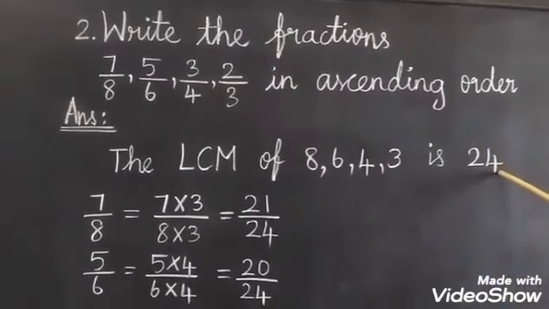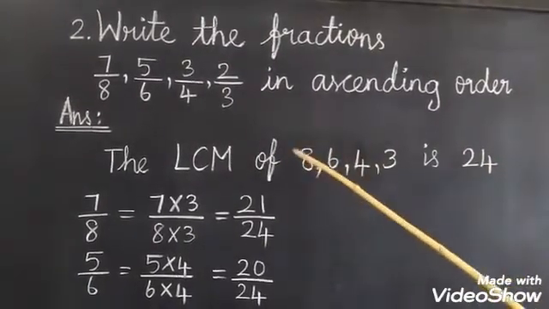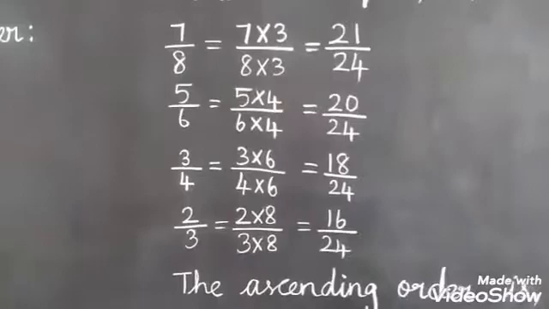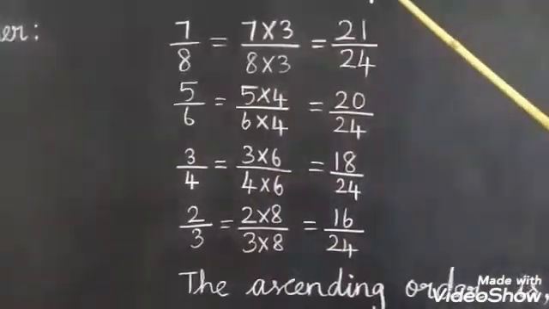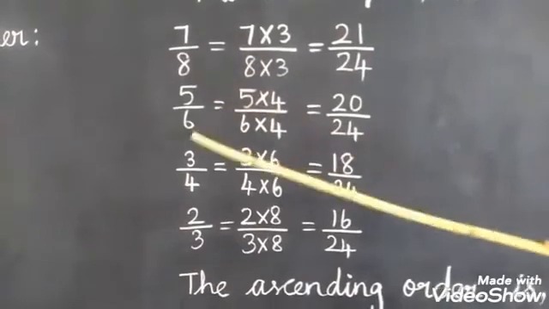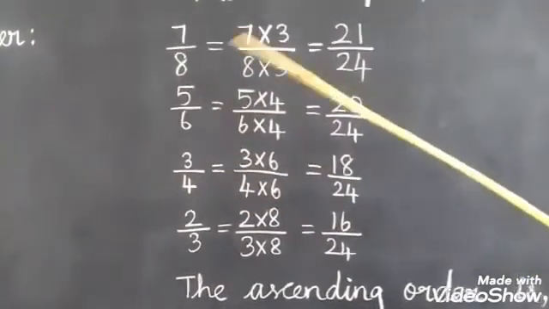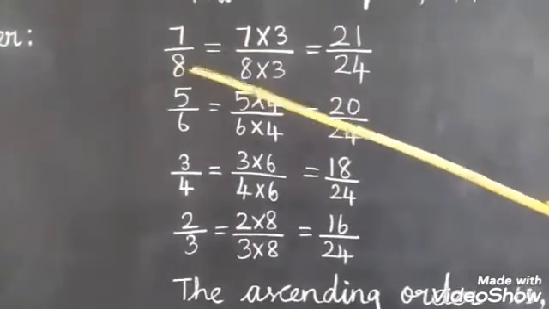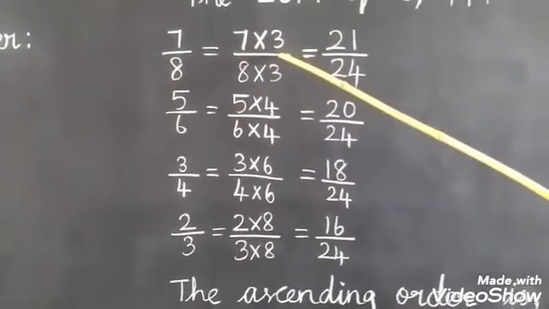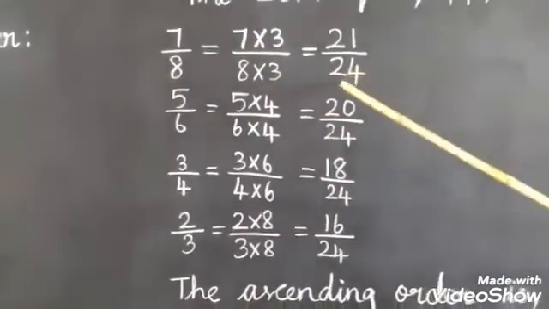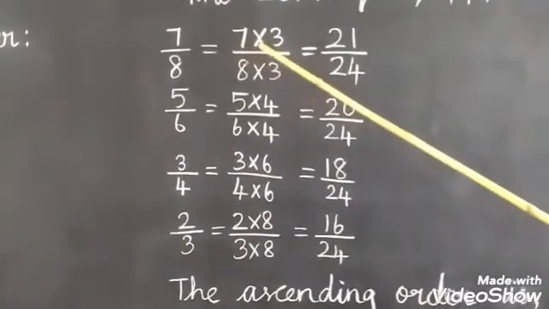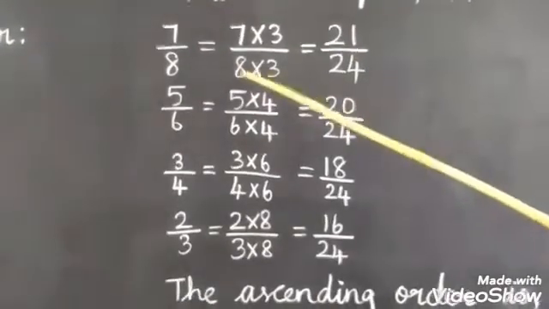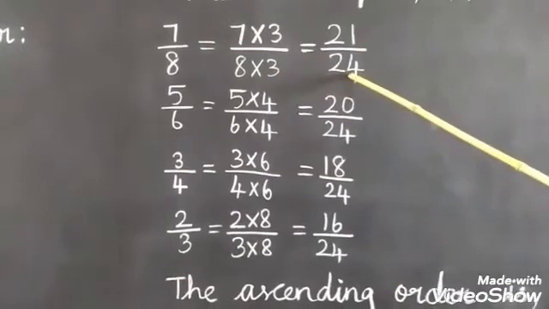Now we have to change all the denominators to 24. So we have to convert all the denominators to 24. See the first fraction 7 by 8. Now we have to multiply 7 by 8 by 3 because we have to get the denominator as 24. So 7 3s are 21 and 8 3s are 24. You have to think about converting the denominator to 24.